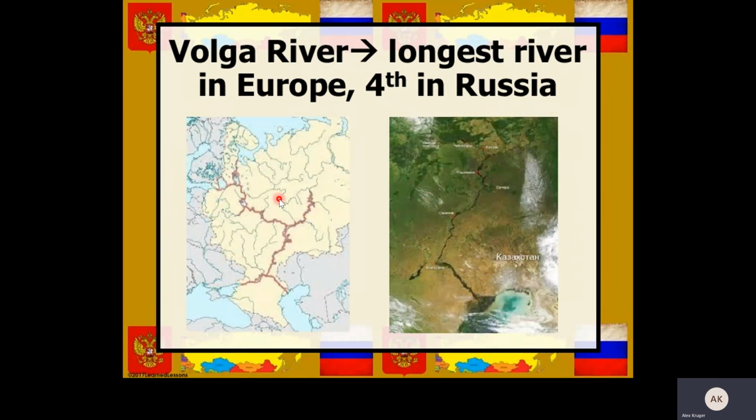And then the Russians have the Volga River, which is highlighted in red here. It's the longest river in Europe, but it's only the 4th longest river in Russia. So Russia has 3 rivers that are longer than that in Asia, and it also has the longest river in Europe. So that kind of just helps put into perspective how massively huge Russia is.